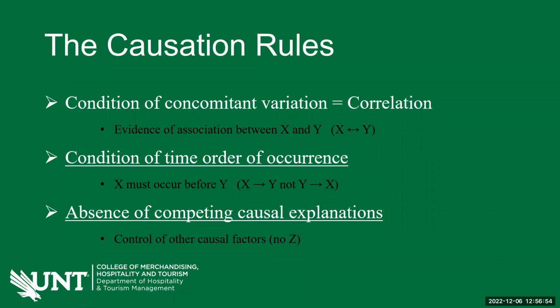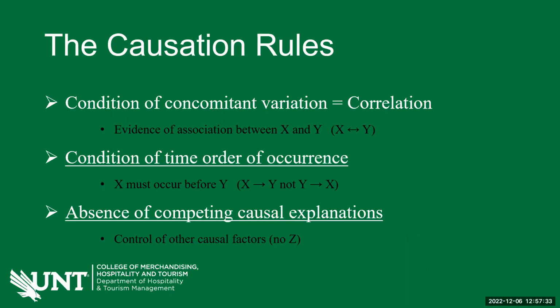So it brings us to the causation rules. There are three basic fundamental rules for causality to be established. First, there should be significant correlation, right? There should be evidence of association between X and Y. So that's significant correlation. And then the second is the time order. So X must occur before Y. That tells us that X causes Y, not Y causes X.